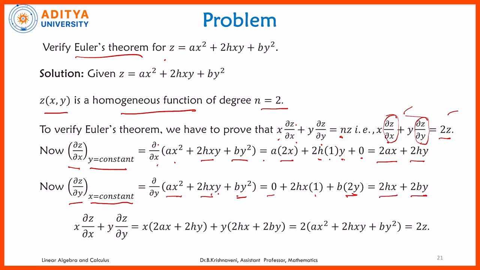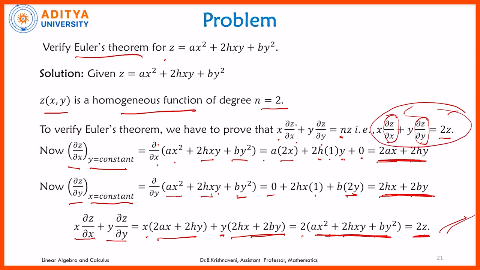Now take LHS, that is x ∂z/∂x + y ∂z/∂y. x into ∂z/∂x is 2ax + 2hy, plus y into ∂z/∂y, 2hx + 2by. So, which is equal to 2 into (ax² + 2hxy + by²). So, that is 2 into what? z, which is 2z. Verified Euler's theorem. So, here the statement we proved, hence Euler's theorem is verified.